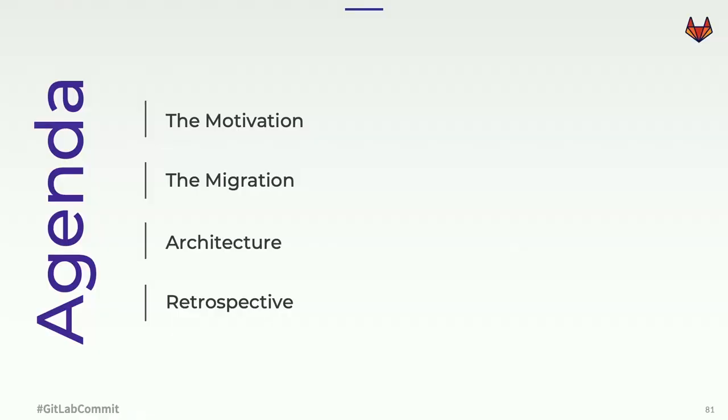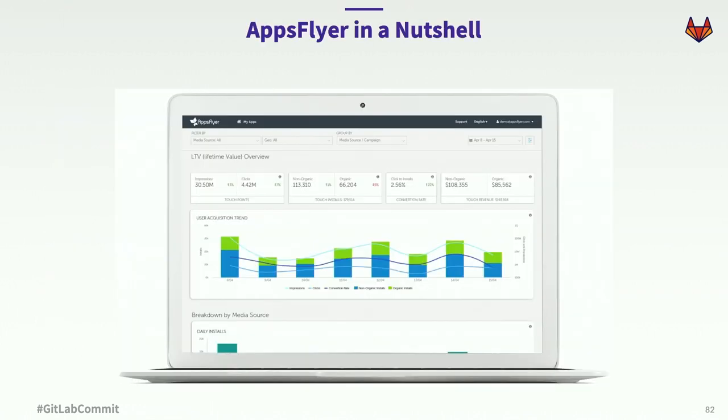In today's talk, we are going to see some of the unique challenges that AppsFlyer is facing. We are going to see what was the motivation to make this kind of move, what was involved in the migration process itself, and what was the architecture that we chose. And for the end, we are going to see a small retrospective about the 2 years of using GitLab, because actually, this migration happened 2 years ago.